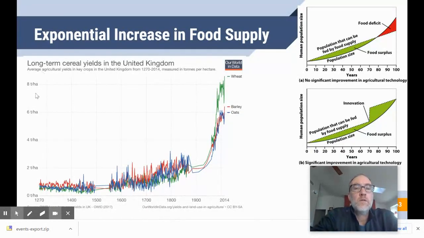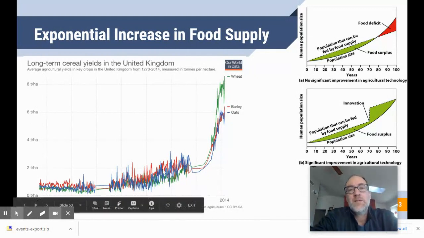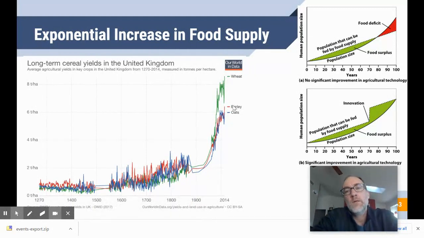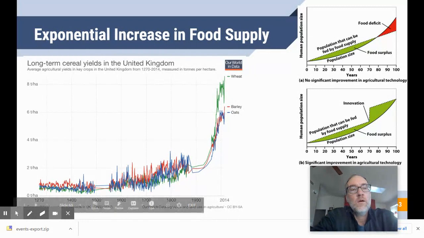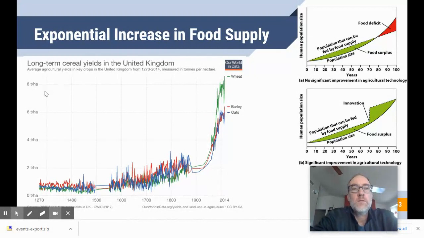Okay, exponential increase in food supply. You can kind of see this in our three big crops, wheat, barley, and oats. And we're going to be talking about this in the next unit. We're going to be talking about food production. And this is in the UK in production. These are all called cereals: wheat, barley, and oats.